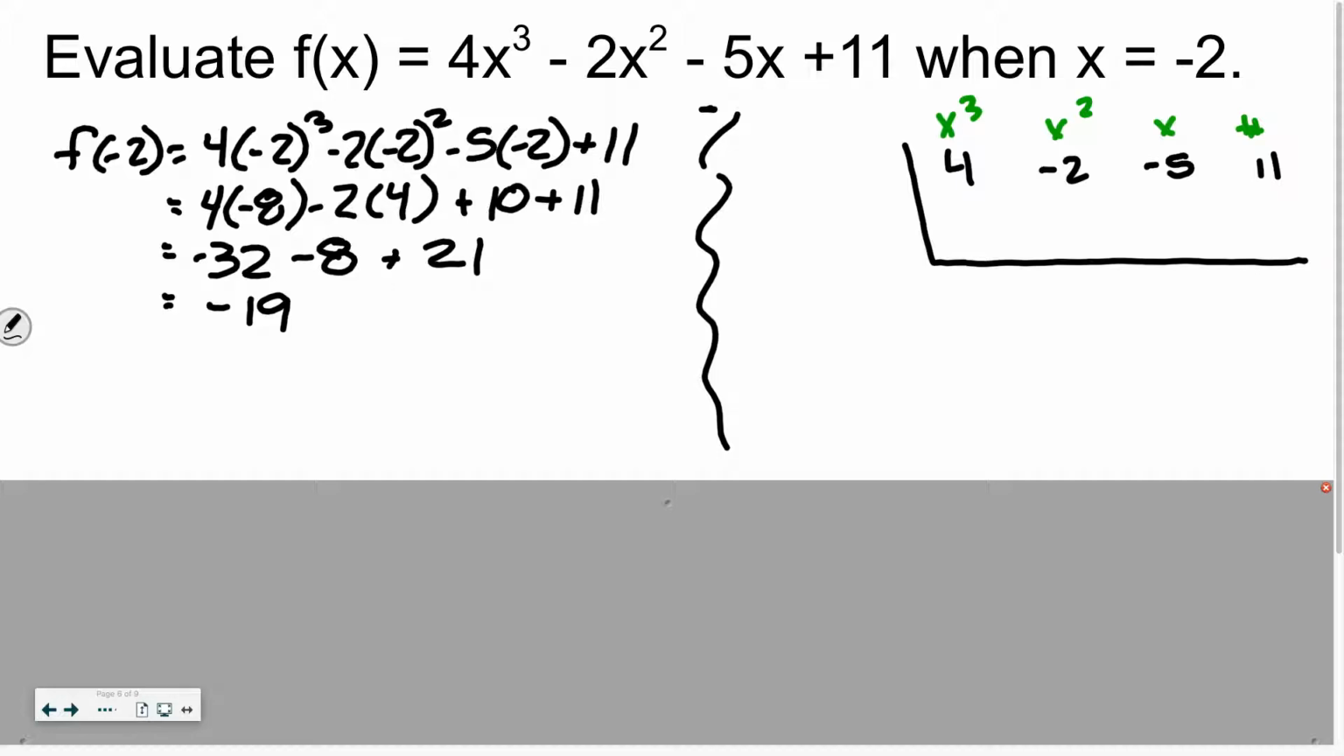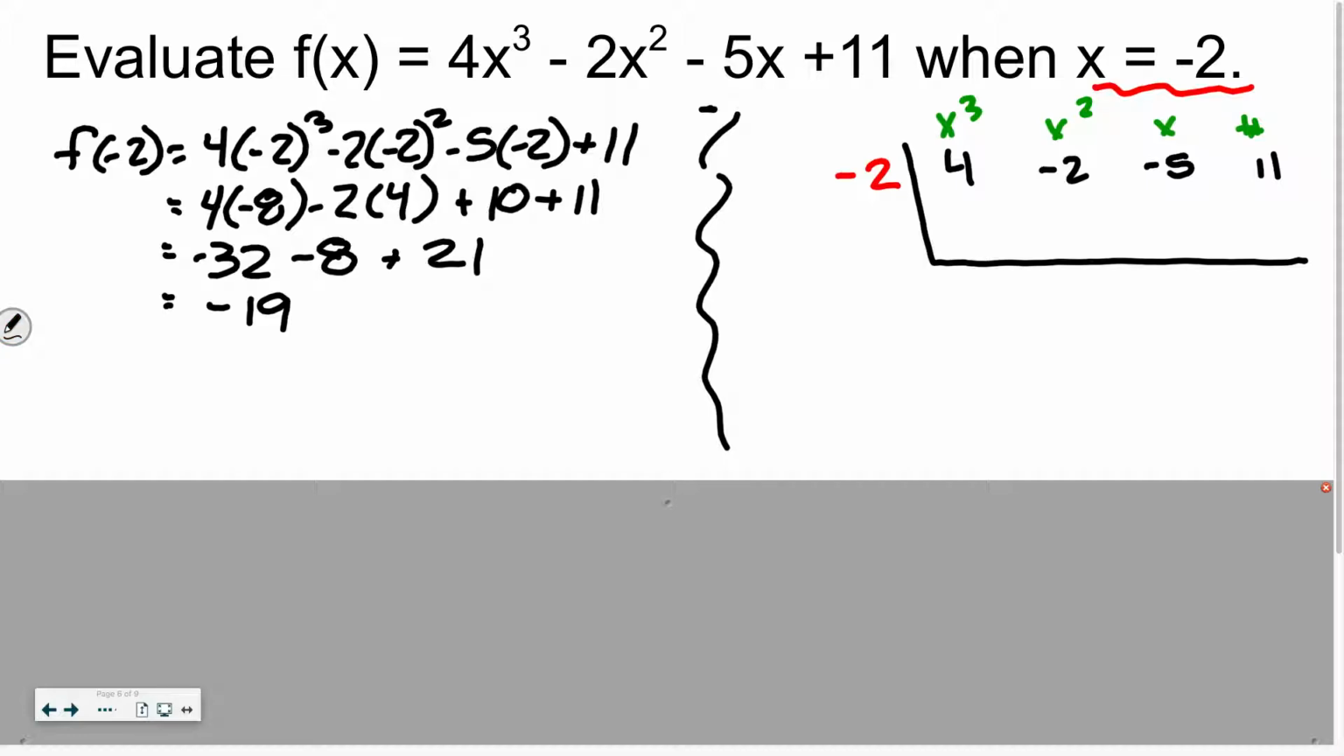What did it look like yesterday? Oh, it was where it was x minus 2. It looked like x minus 2 or x plus 2. And how did you figure out what to put on the outside of the synthetic box? You found the 0. You set it equal to 0 and moved it to the other side. So you got something like x equals -2. And then you put it on the other side. So if it says x equals -2, what are we going to put on the outside of our synthetic? We're going to put -2.